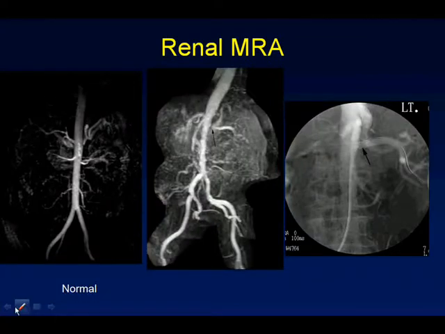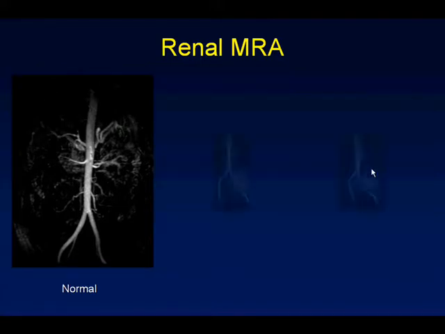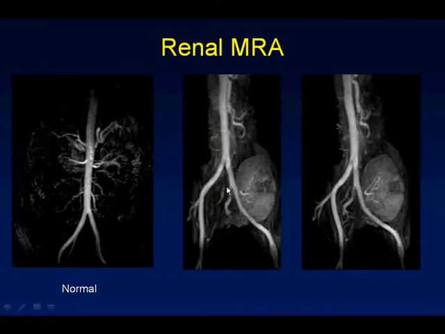So here is a normal MRA showing normal renal arteries with no evidence of stenosis. Here's renal artery stenosis confirmed with angiography, and a stent was placed across the lesion. Another case of MRA in a transplant patient showing renal artery stenosis. You just can't see the origin right here.